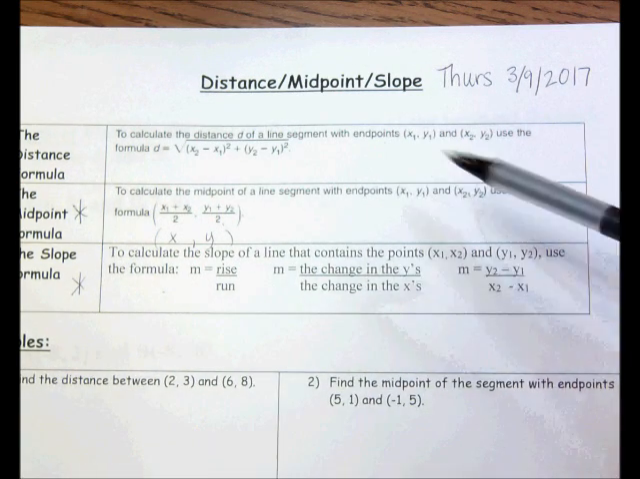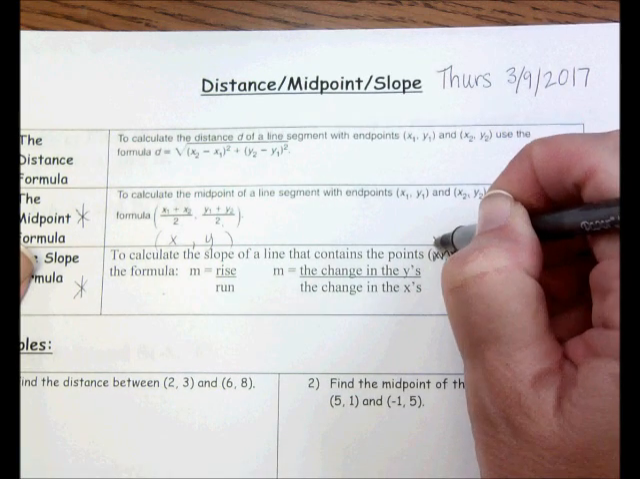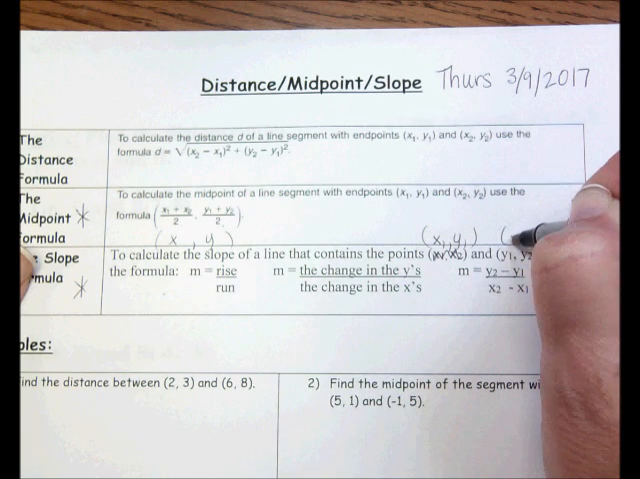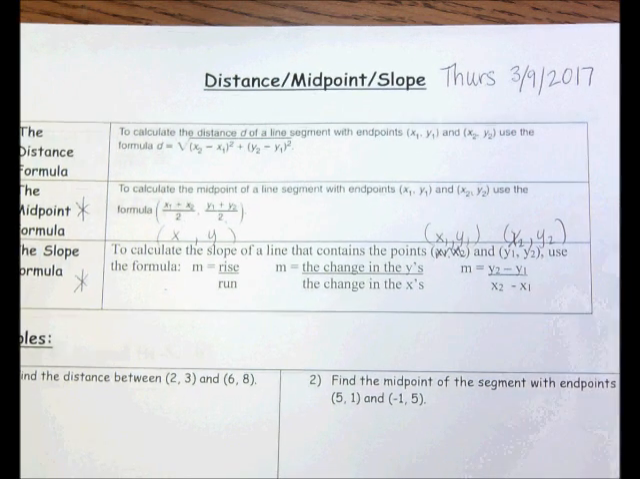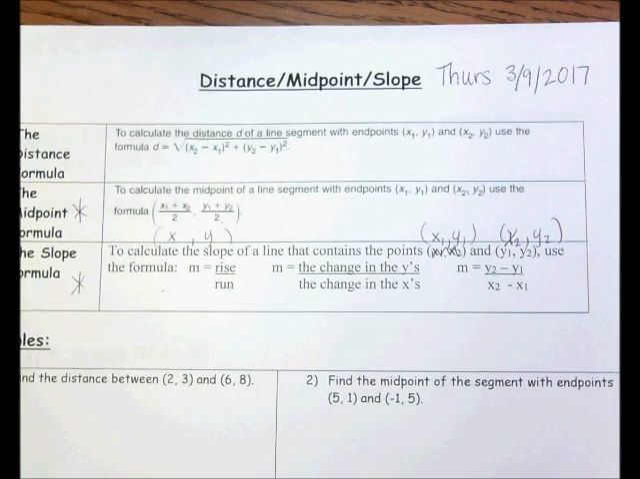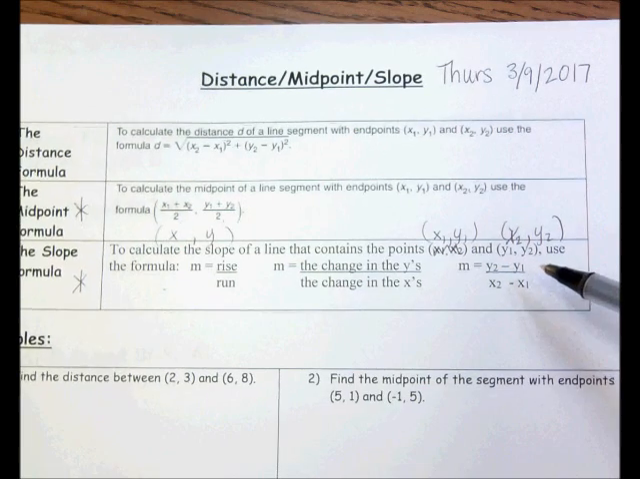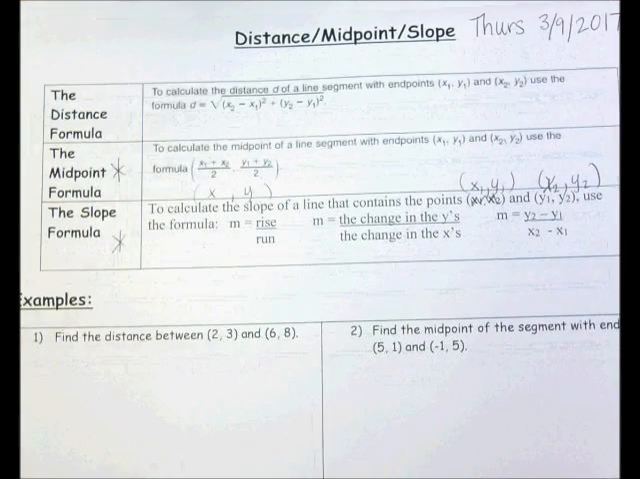The next thing that we talked about was the slope, and we needed to change this to say x1, y1, that's my first point, and x2, y2 is my second point. And this is determined by the rise over the run, and you just do the change of the y's over the change of the x's. So then you use these formulas to figure out some of this.